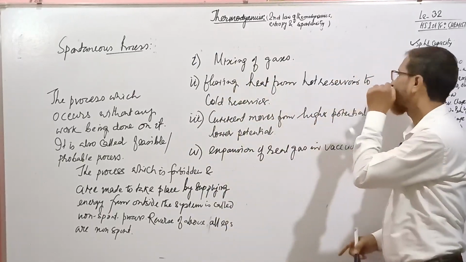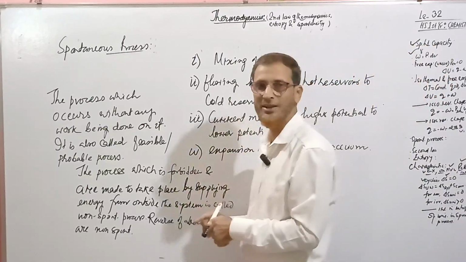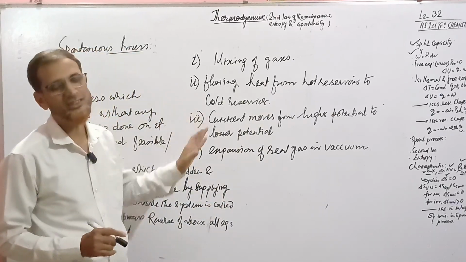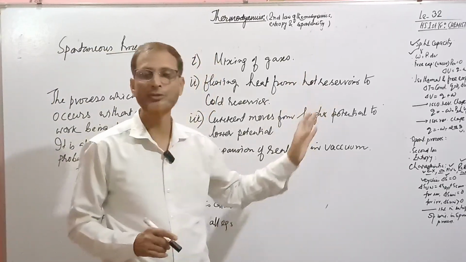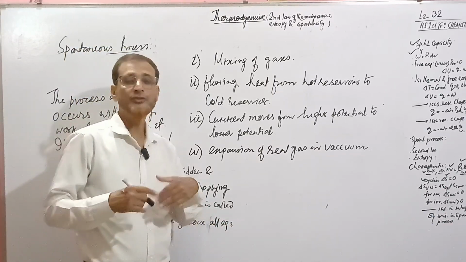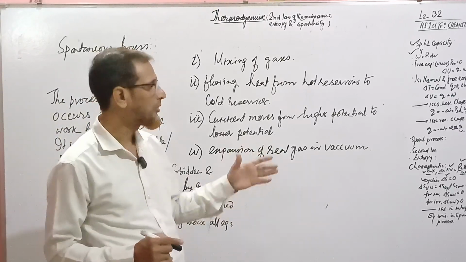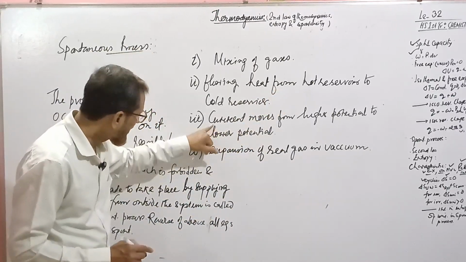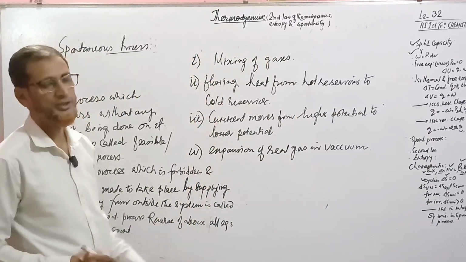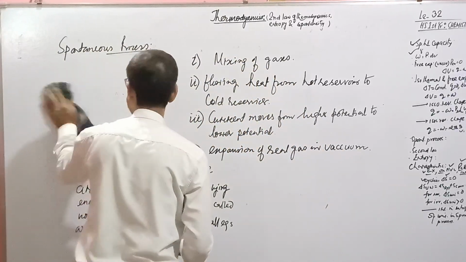And flowing of heat from a hot reservoir to a cold reservoir: if you want to make the heat flow from the cold reservoir to the hot reservoir, it is against the law of spontaneity. It is forbidden. If you want to reverse this process, again you need a continuous supply of energy from outside the system. So the reverse of all these are non-spontaneous processes, and these are spontaneous processes. So this is all about spontaneous and non-spontaneous processes.